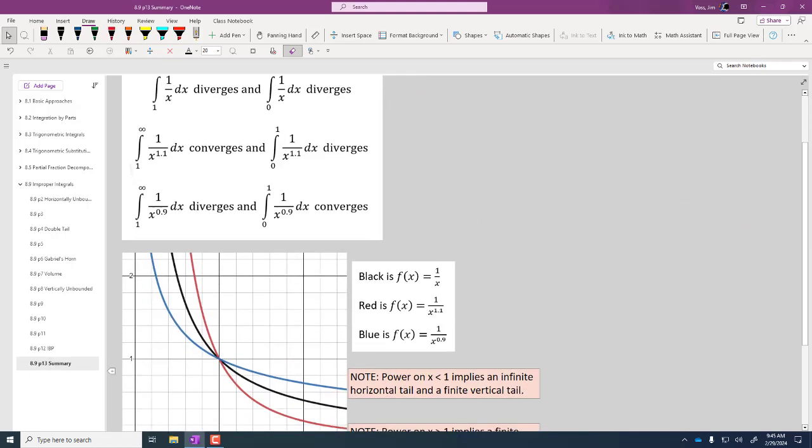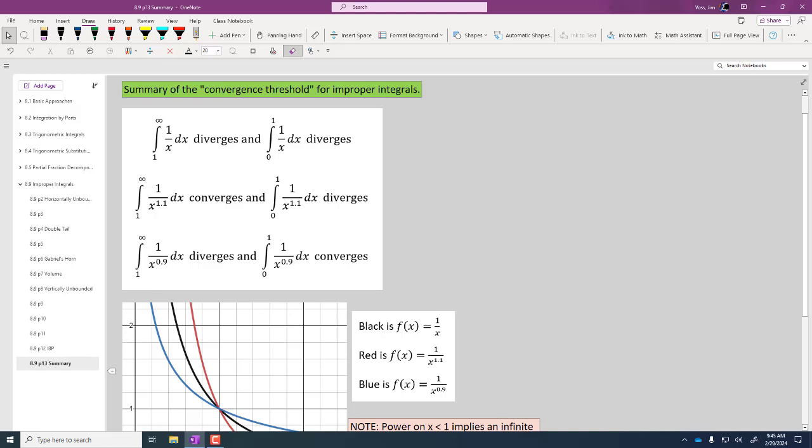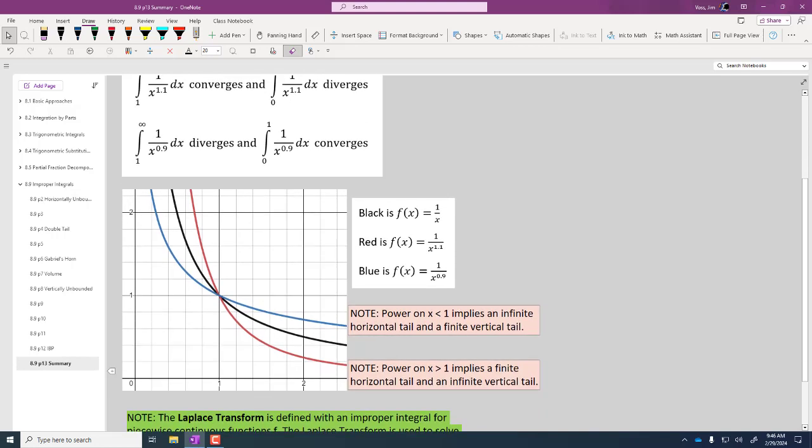Okay, so our summary of improper integration, I've got graphs here. The black curve is 1 over x. And what we've seen is the black curve, the 1 over x curve, is our threshold function. The black curve is going to have divergence, infinite area between 0 and 1, so this vertical tail is infinite, and the black curve has a horizontal tail that's infinite. So 1 over x is infinite in both tails, the vertical tail and the horizontal tail.